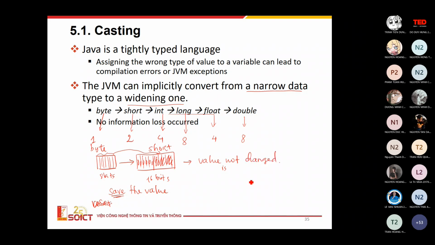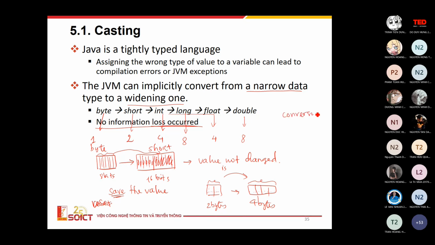The same when you want to convert from short to int. That means you move from 2 bytes to 4 bytes. You just move the value from this 16 bits into 32 bits. So the value is not changed. The value you store in this memory, you move to this memory, the value will not change. Okay, so no information loss occurs.